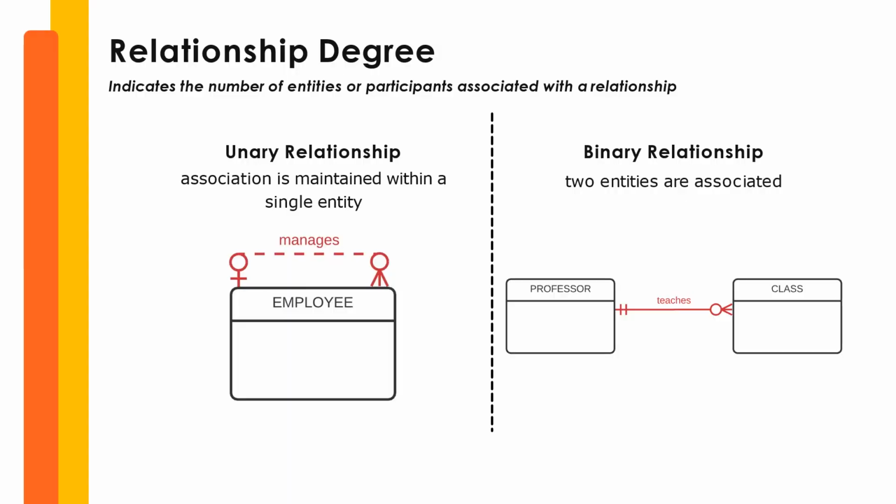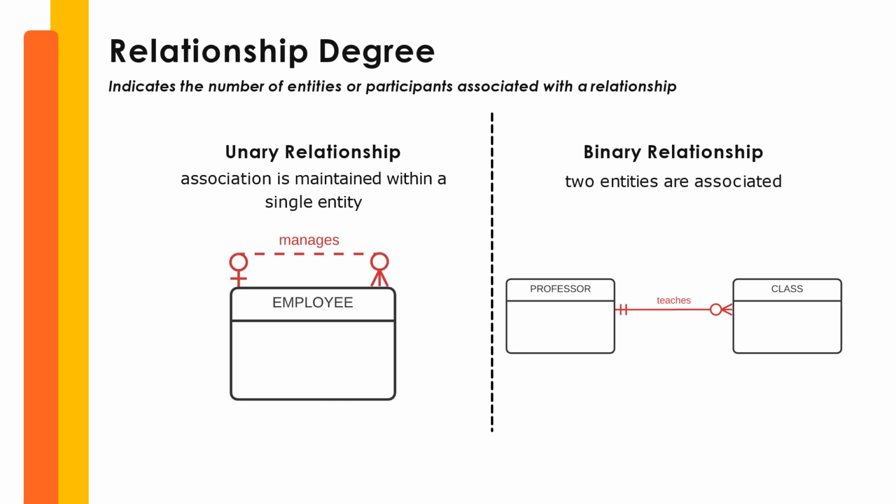Let us talk about relationship degree. The relationship degree indicates the number of entities or participants associated with the relationship. First, we have unary relationship, wherein the association is maintained within a single entity.